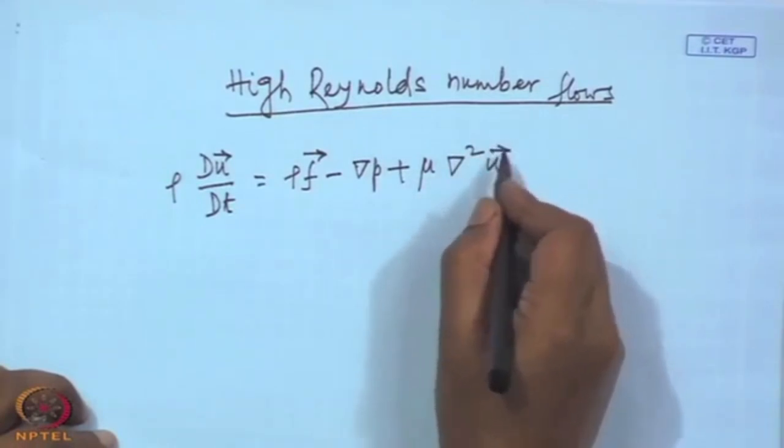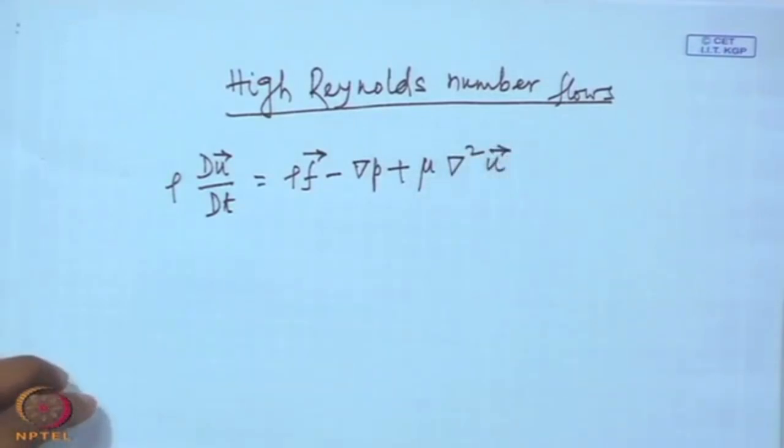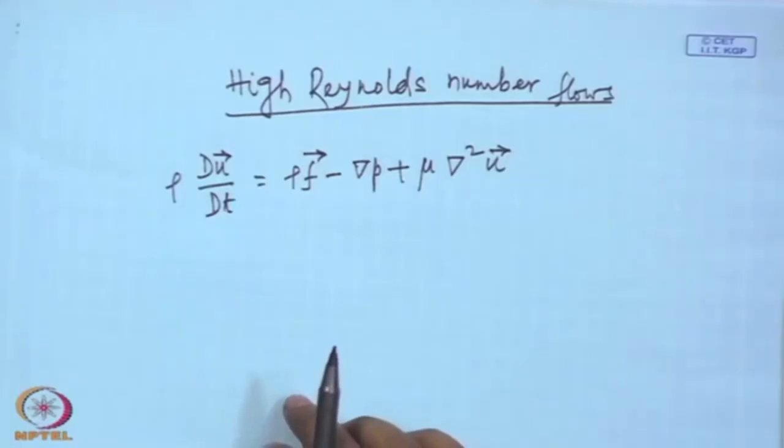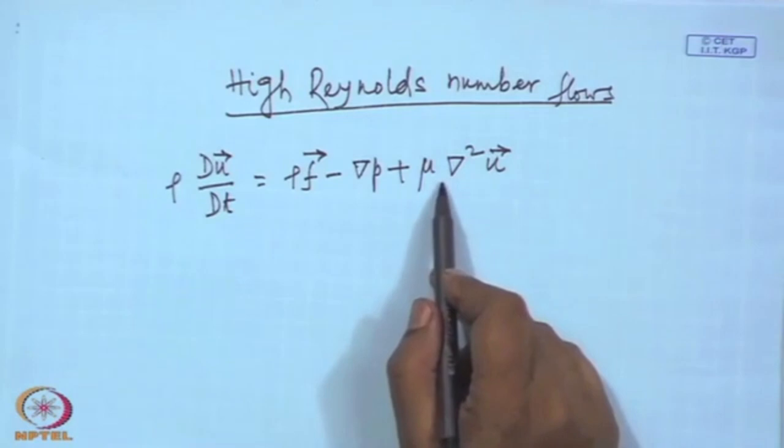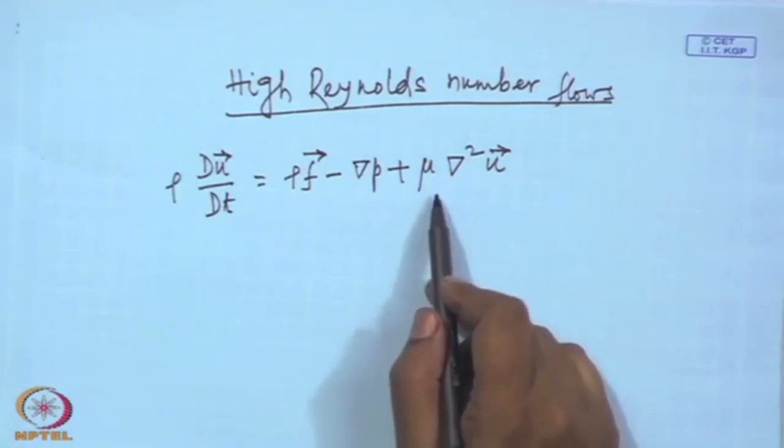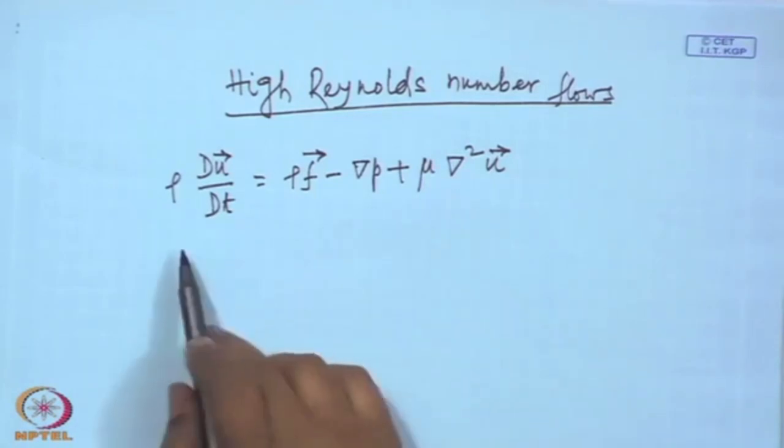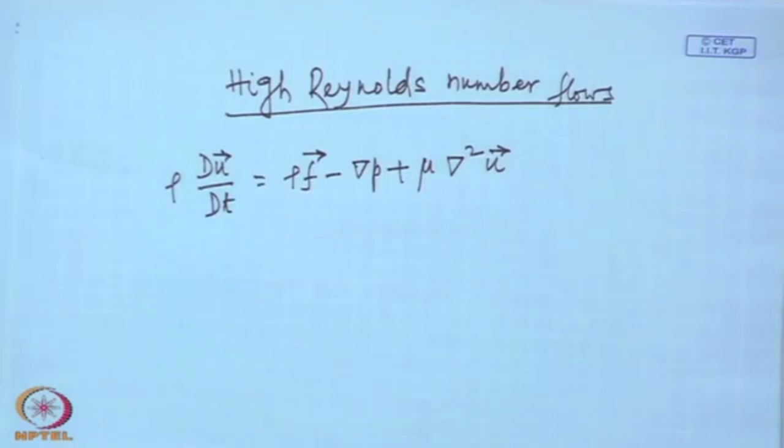Of course, we non-dimensionalized the incompressible flow or constant density flow equation, but this is even true if we consider the full compressible flow equation: when the Reynolds number is very high, the viscous force term present in the equation of motion can be neglected in comparison to the other terms. This term is much smaller than the other terms present in the equation.